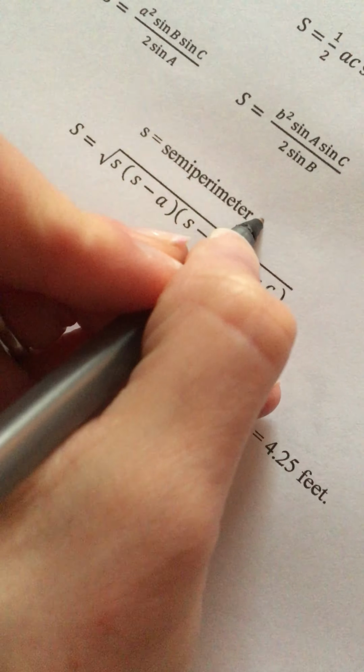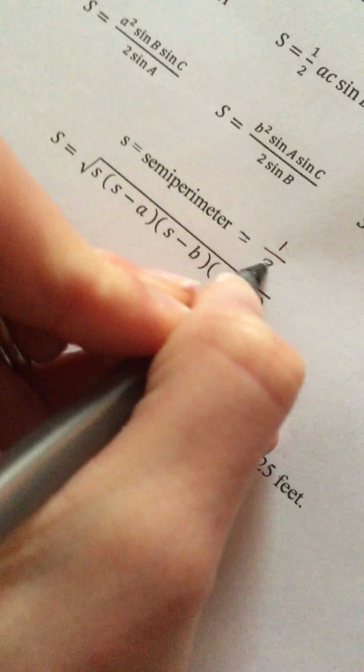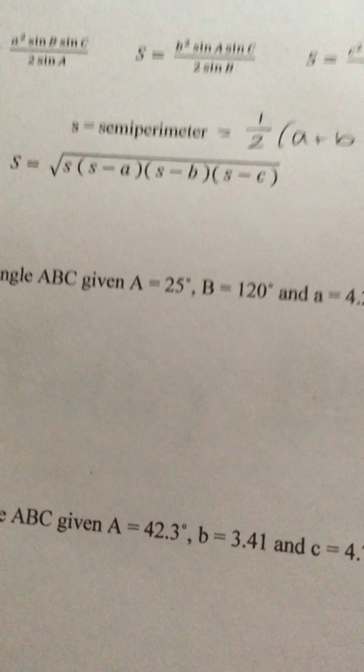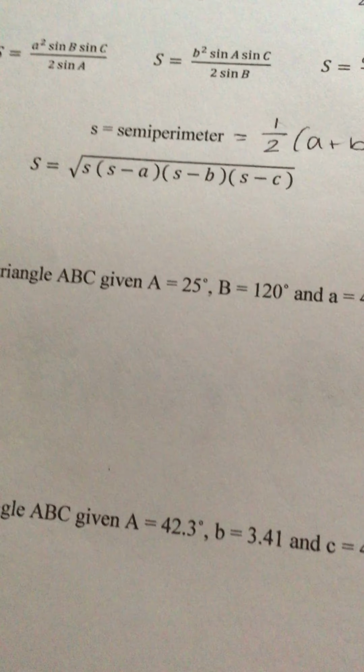And there's another thing I want to add here. Semi-perimeter is going to be 1/2 A plus B plus C. All right. So we're going to show you how to use all of them. No big deal. And that's going to be it.